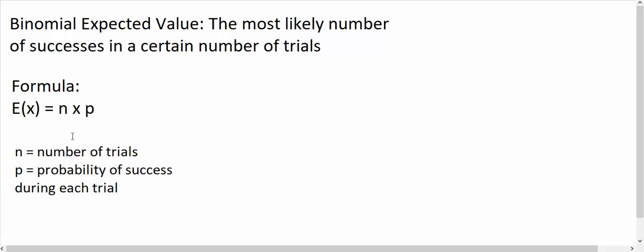Notice how n and p haven't changed since our last topic. They mean the same thing that they did in the topic of binomial probability. So let's go over one example of binomial expected value, and you'll see that this is a much simpler process compared to binomial probability.